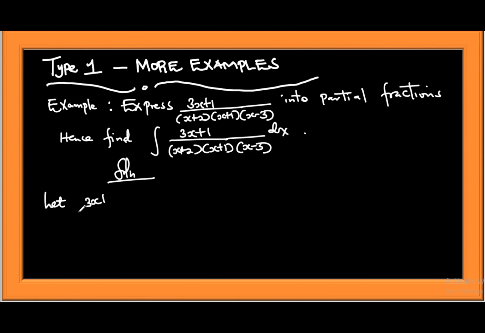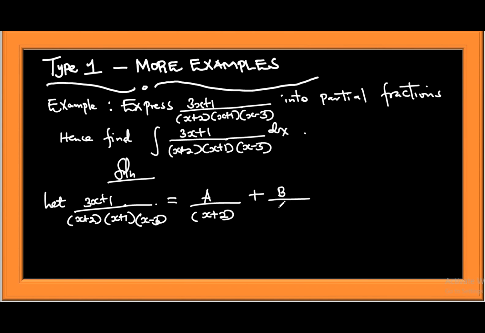3x plus 1 divided by x plus 2 into brackets x plus 1 into brackets, we shall now have the other factor, which is x minus 3, and then we say this is equivalent to a divided by the first factor, which is x plus 2, plus b divided by the second factor, which is x plus 1, and then plus c divided by the third factor, which is x minus 3.